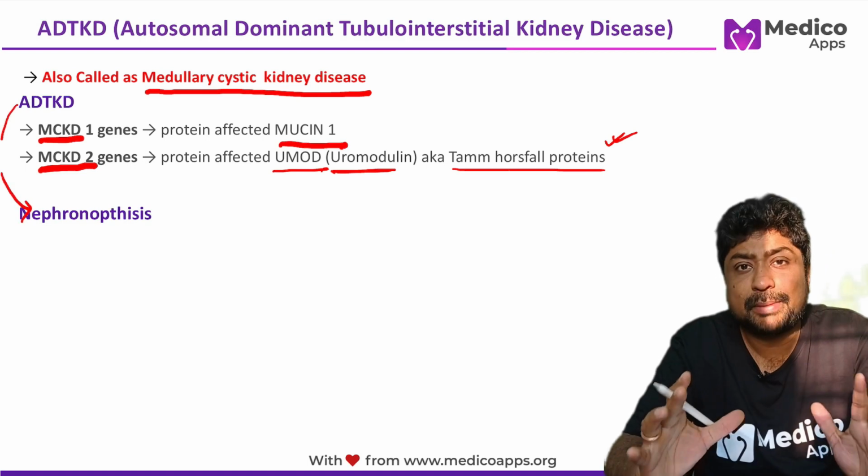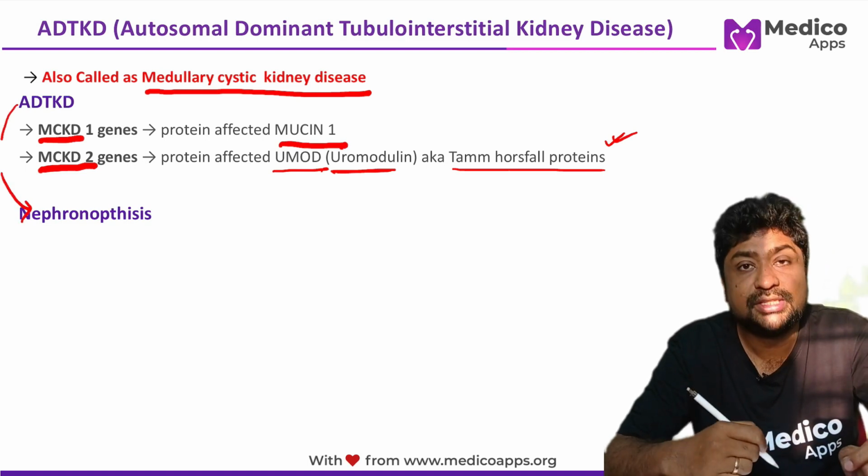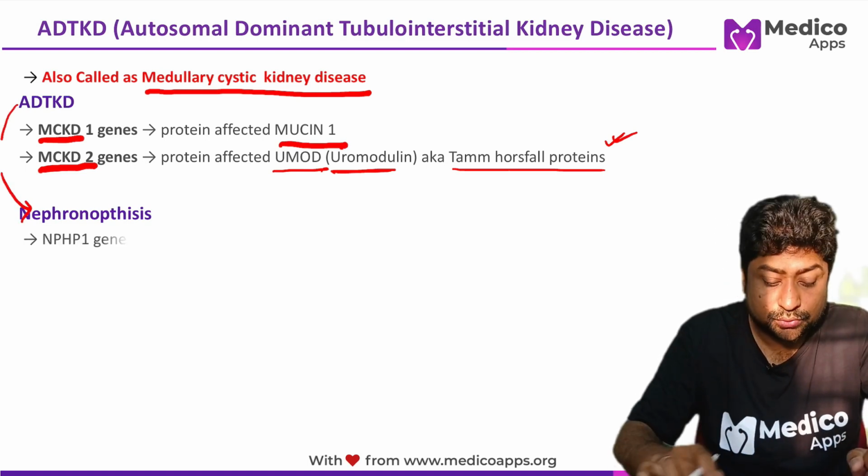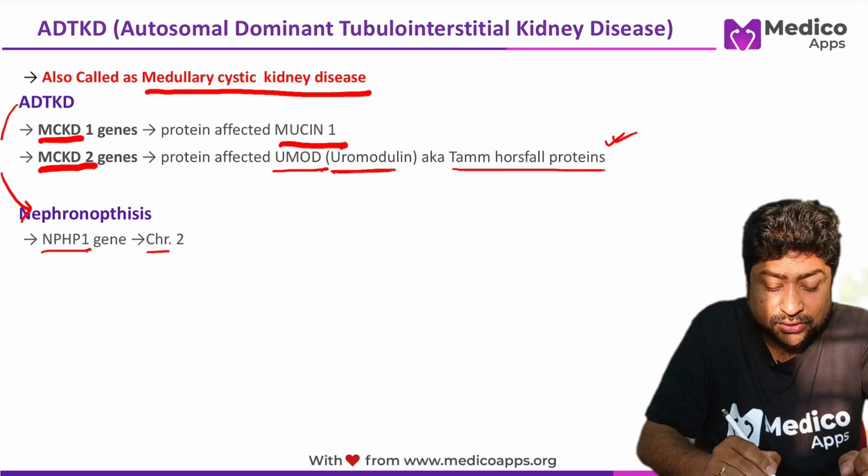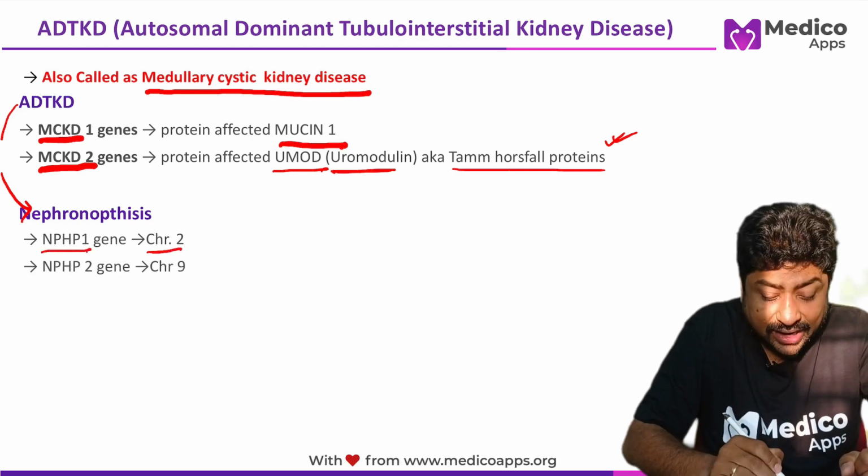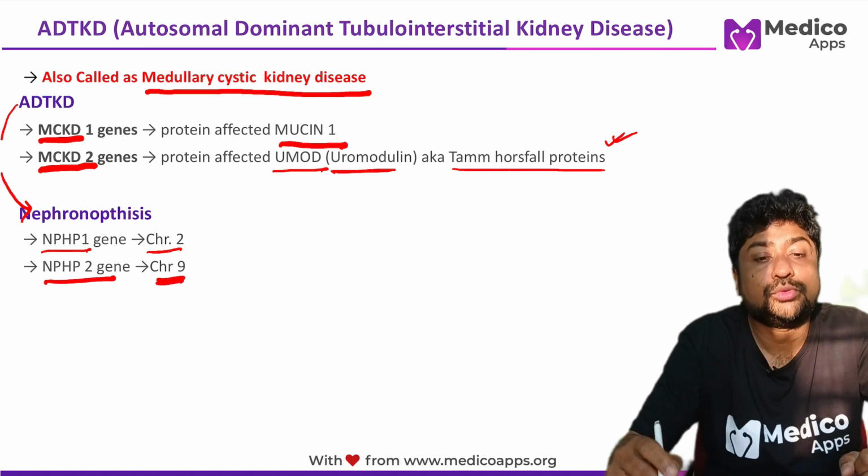So the basic pathophysiology remains the same. The only thing is the genes which are affected are different. So what are the genes which are affected? The NPHP1 gene, which is found on chromosome 1, and the NPHP2 gene, which is found on chromosome 9.